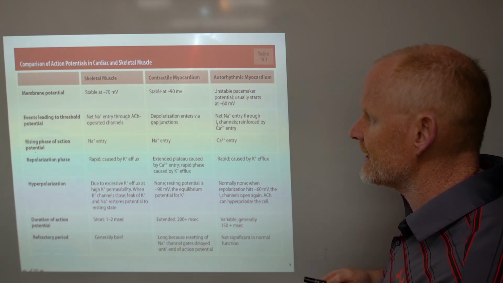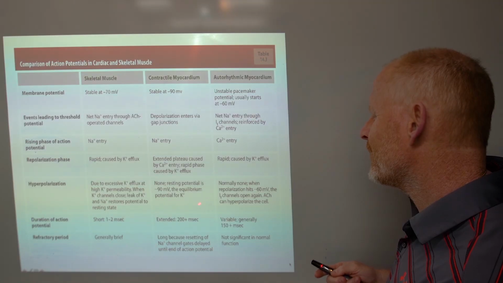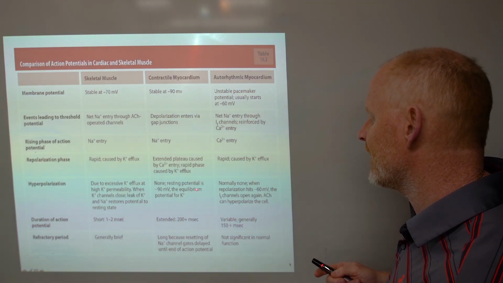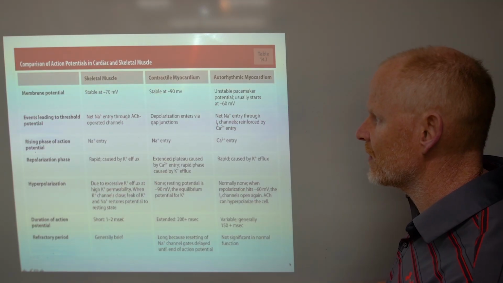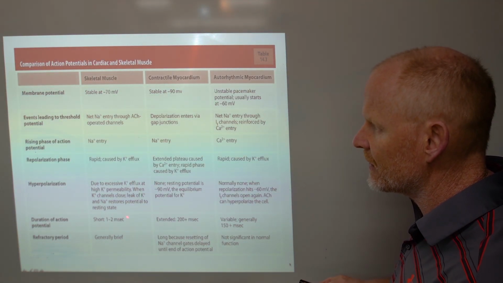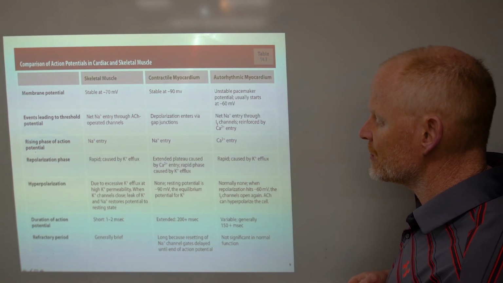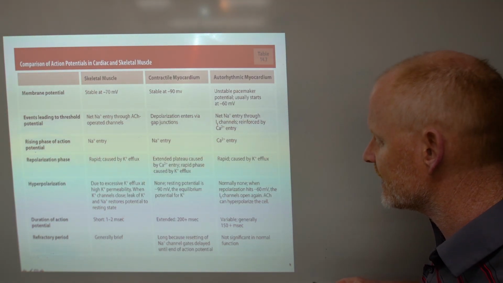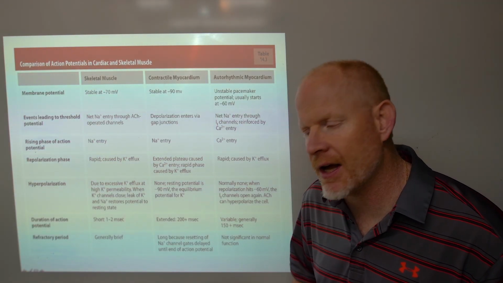Hyperpolarization happens in skeletal muscle. No real hyperpolarization in the other two because of IF channels and the weird way the potassium channels work in the contractile cells. Duration of the action potential, very short in skeletal muscle, like I showed you earlier. Elongated, about 200 to 300 milliseconds in the contractile cells, and varies depending on what's going on within the autorhythmic cells.